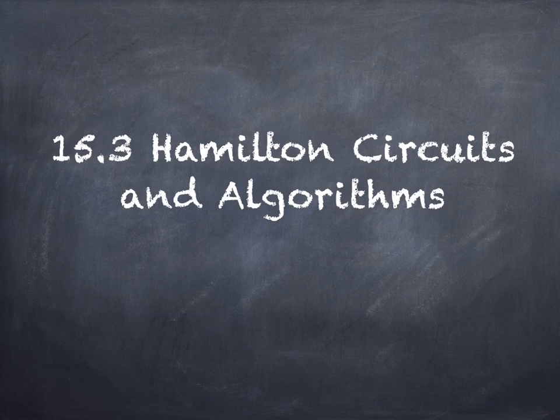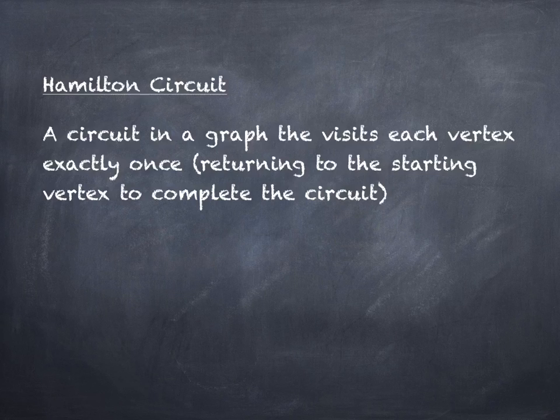All right, so this section's 15.3 is Hamilton circuits and algorithms. So we're still talking circuits like our Euler circuits, but obviously they must have some other feature or we wouldn't give it a different name, right? Obviously, right? Yes, of course. Okay, good.